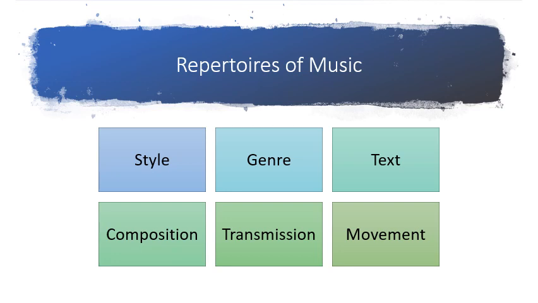You have compositions. You have transmissions, which is how that repertoire is given to the next generation. So sometimes you have a piece of music that you read and you learn it, and that's how it's transmitted if it's written down. In many cultures, such as North Indian classical music, the transmission of music is from person to person. There is no written record. So it's a very different way of learning music.